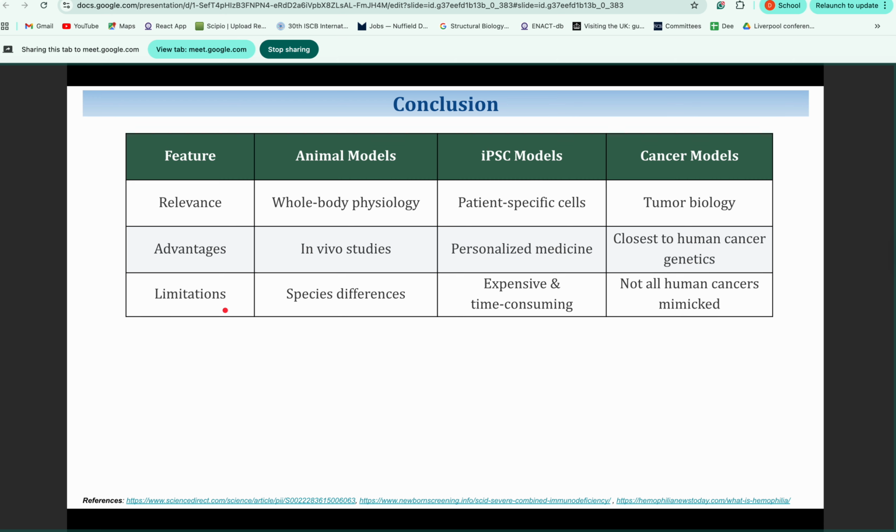Now let's talk about the limitations. The limitation of animal models is species differences. That means if I want to study or model the disease state of humans in mice, we are different species, so we might not be able to study it 100%. We cannot say that there is 100% equivalence of disease states in both those organisms. So there are some species differences which exist. If we talk about iPSC models, then they are expensive and time consuming, so they will take a lot of time. They are quite expensive. If we talk about cancer models, then not all human cancers can be mimicked. So this is the limitation of cancer models.